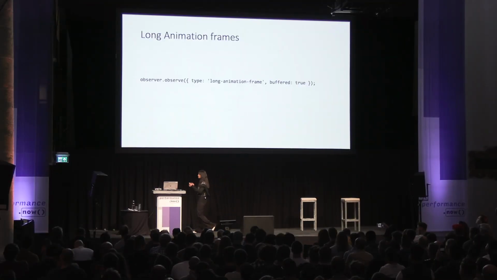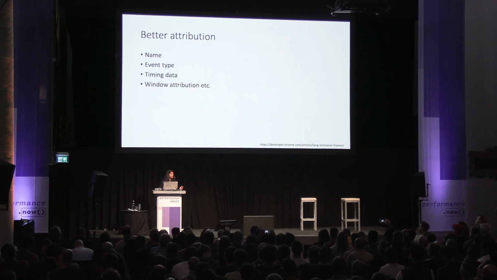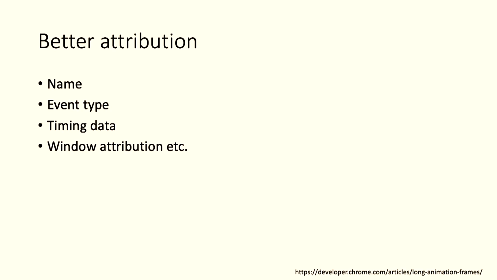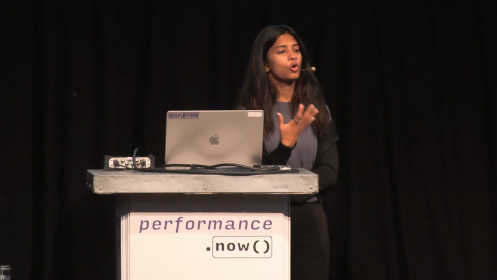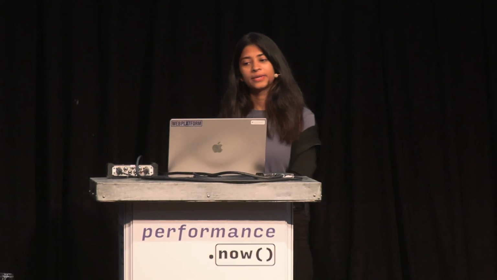And how does it do that? It has a better attribution way of doing it. It tells you exactly the properties that might be causing it. It tells you the name. It tells you the type of the event, so that's quite helpful, right? It would tell you which event type it is. It would tell you all the kind of timing data that you might need: start time, how long it took, when it ended, and so on. And then the window attribution, which is not the top-level window container, but exactly where it might have happened. So that's better in terms of understanding what might have caused the long task, or let's say long animation frame in this case.